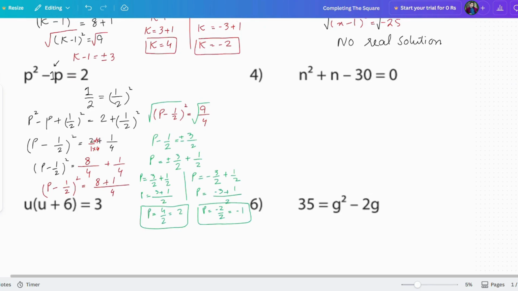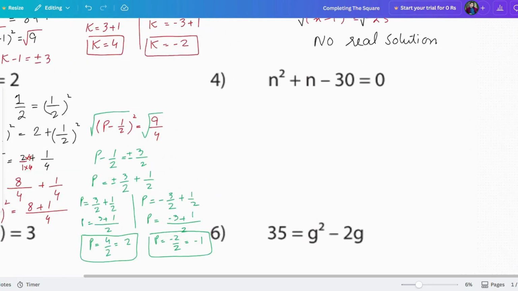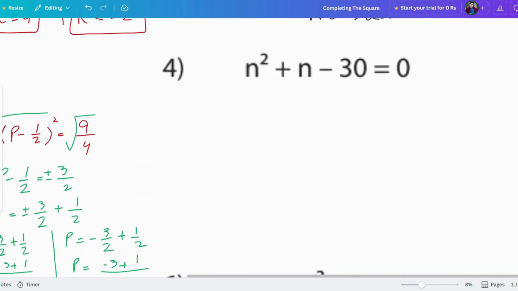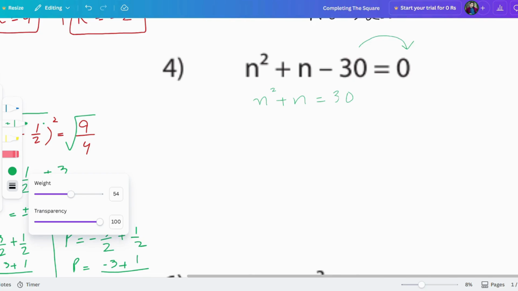So let's just move towards the fourth question real quick. In this question we have n squared plus n minus 30 is equivalent to 0. So I will move this 30 to the other side of the equal sign. Alright, so I have n squared plus n equals 30. Let me adjust my writing. So I will just assume there is 1 over here again.